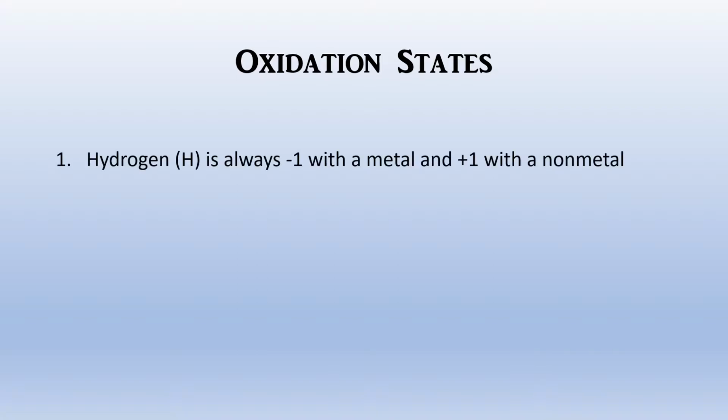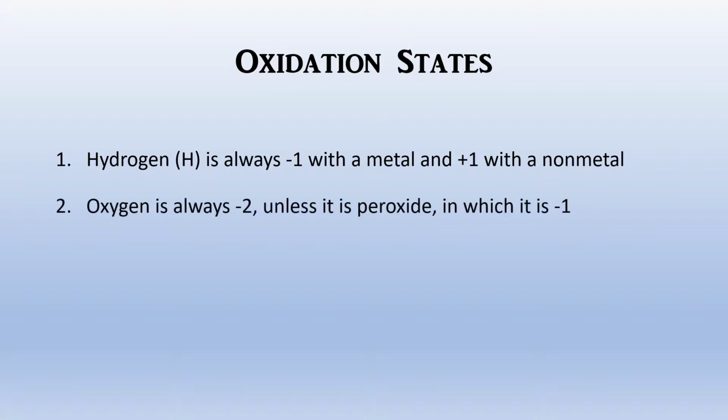Firstly, when finding these numbers, we must remember that hydrogen will always be -1 with a metal and +1 with a nonmetal. Oxygen will always be -2 unless it is in peroxide, in which case it is -1, and fluorine will always be -1. Now that we have our rules to follow, let's continue with the steps.